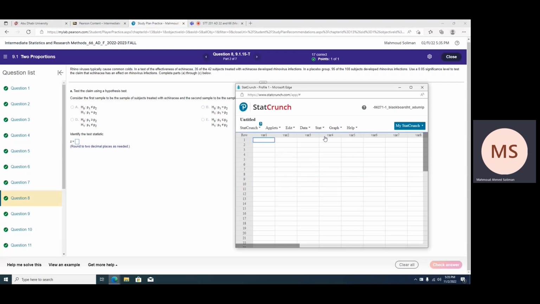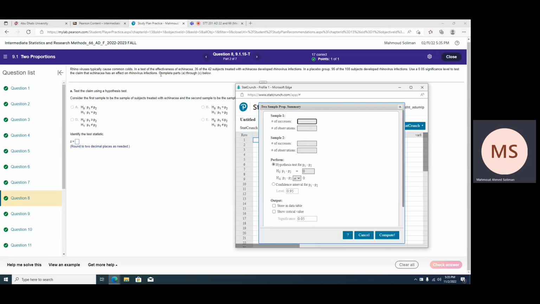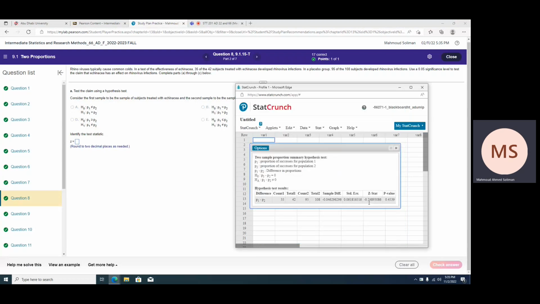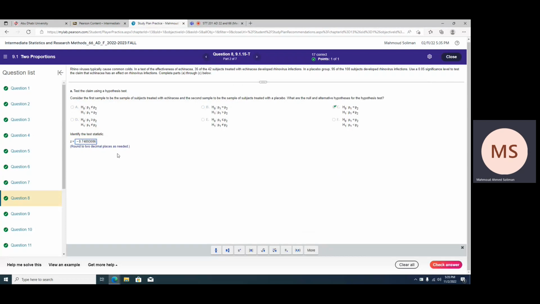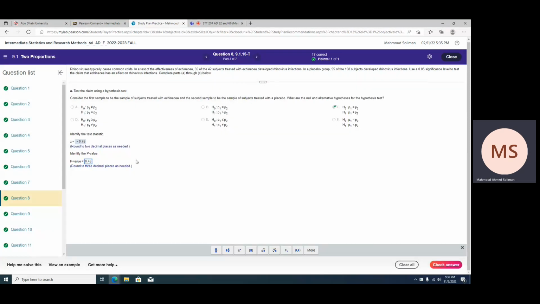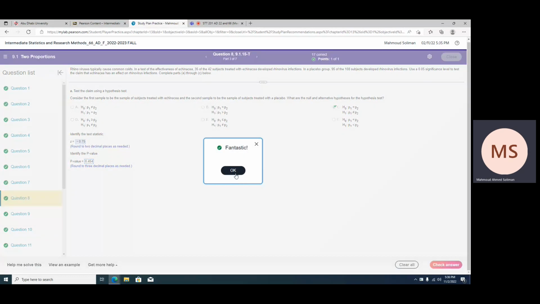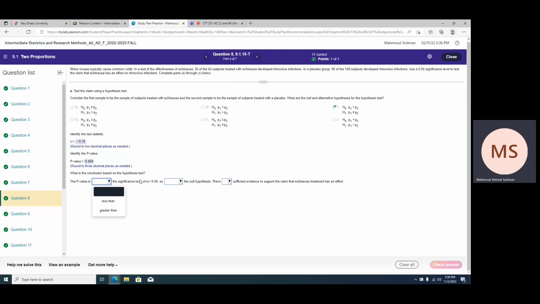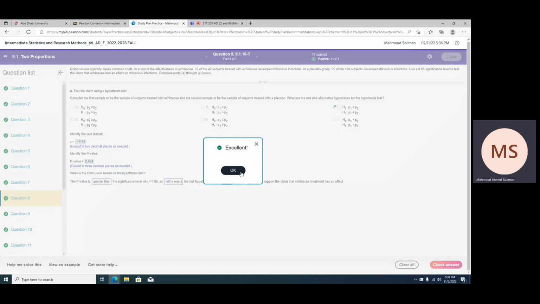We'll close this one. Go to stats, and then proportion, two sample, summary. So sample 1 is those who were treated, 35, 42. 95, 108. So we compute, we'll put the statistic, 2 decimals, p-value, copy p-value, here, round up. The p-value is more than alpha, so we fail to reject, so there is no sufficient evidence.